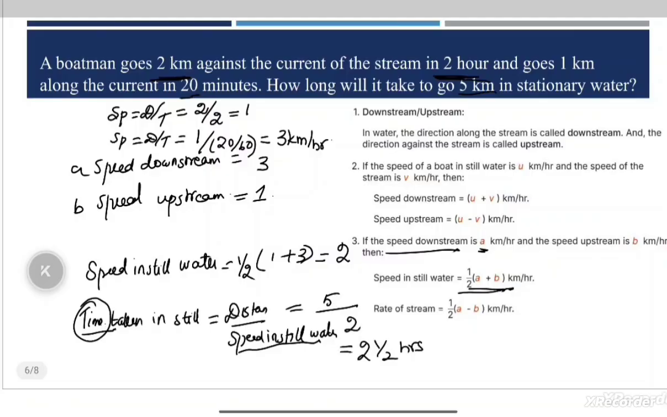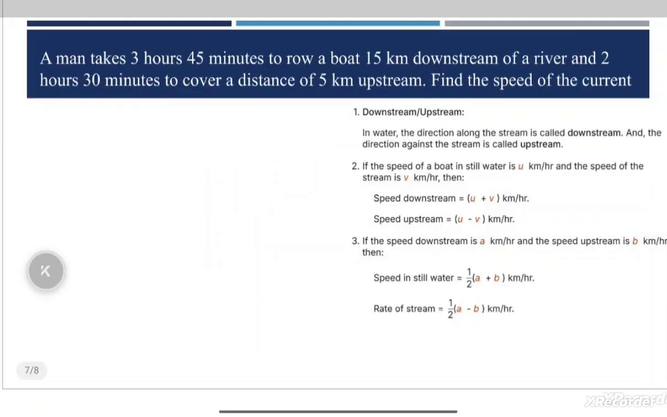Okay, the next question. A man takes 3 hours 45 minutes to row a boat 15 kilometers downstream of a river and 2 hours 30 minutes to cover a distance of 5 kilometers upstream. Find the speed of the stream. So you're asked to find the speed of the current. The speed of the stream is nothing but 1 by 2 into a minus b. So what is a? Speed downstream and speed upstream should be found.